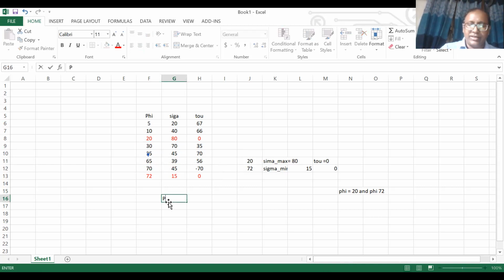So if I say phi s equal to 35-degree and 70. So this is called phi s. That means this is the principal shear stress. That means at that plane, shear stress we are getting maximum.